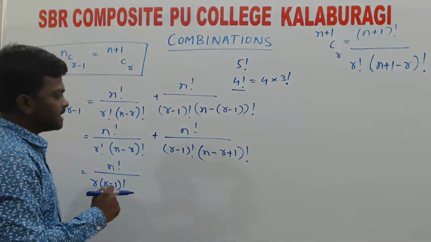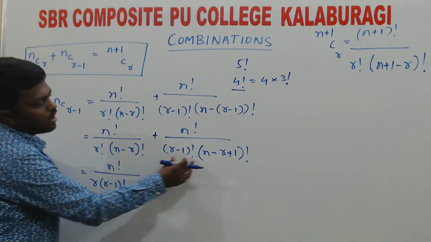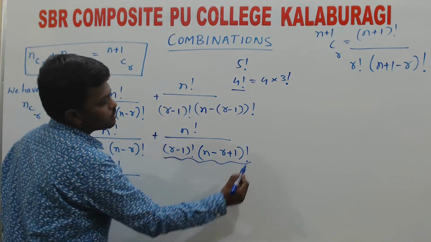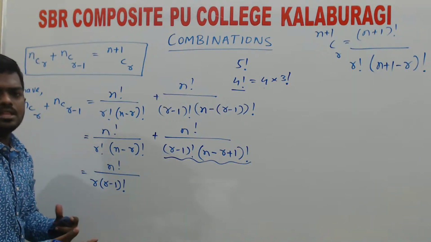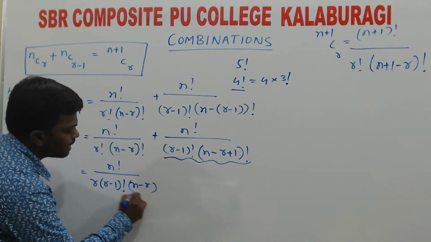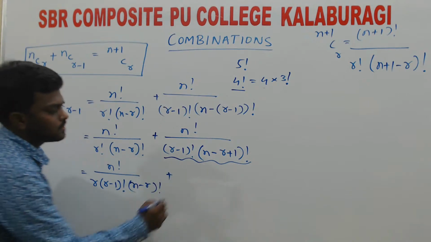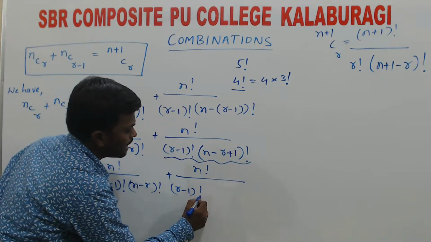Yes, definitely. I have written here r into r minus 1 factorial because on the other side I see there is an r minus 1 factorial, which will help us in some way, by taking it common. So now n minus r factorial I'll keep as it is, plus n factorial by r minus 1 factorial as it is.